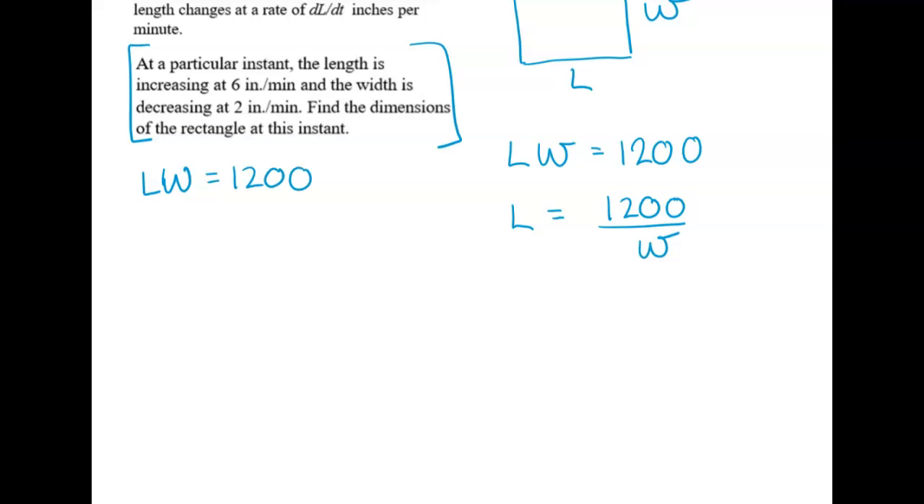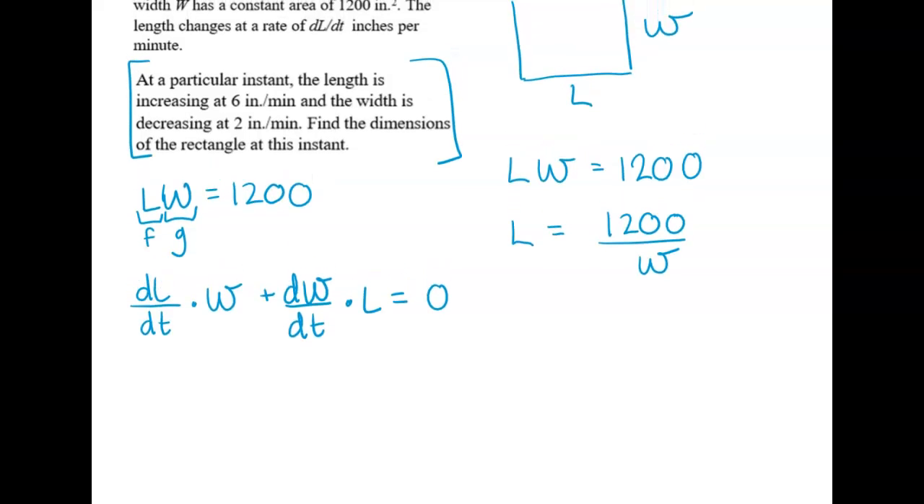So we have the product rule. Our F and our G are actually L and W, right? So I'll end up with dL/dt times W, so that's like our F prime G, plus dW/dt times L, like our G prime F. The derivative of any constant, including 1200, is 0.